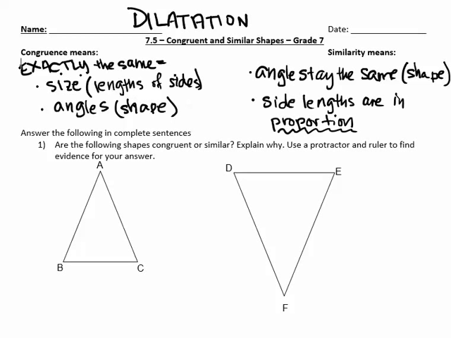So let's just review. Congruence means it's exactly the same size, the side lengths, and exactly the same angles, which means the same shape. A similar shape means that the angles are still the same because they're the same shape, but the side lengths must be in proportion, which means that all of the side lengths have the same scale factor. So either 1 times, 1.5 times, twice as great, or even half as great in terms of the length.